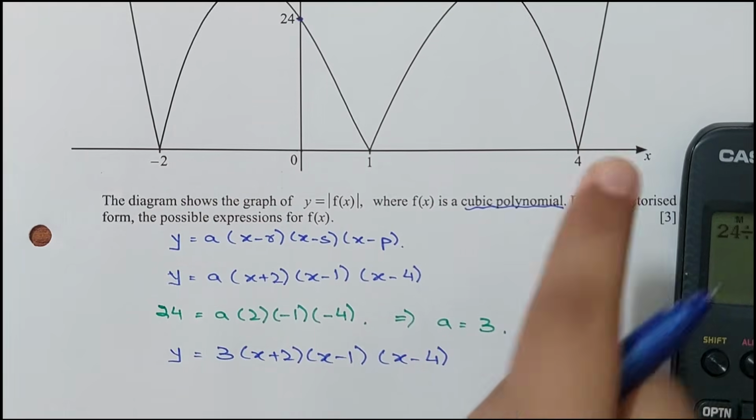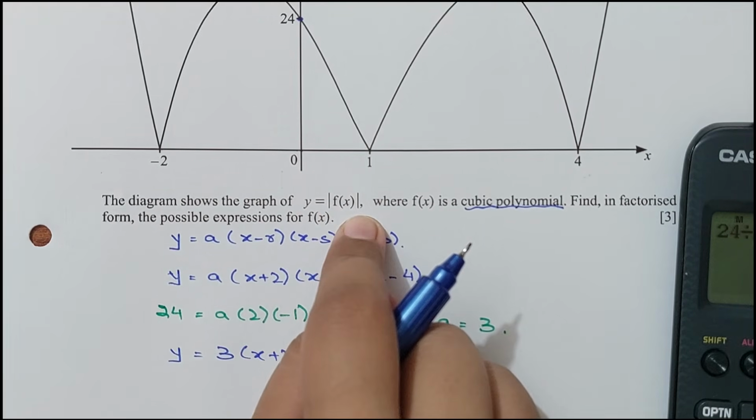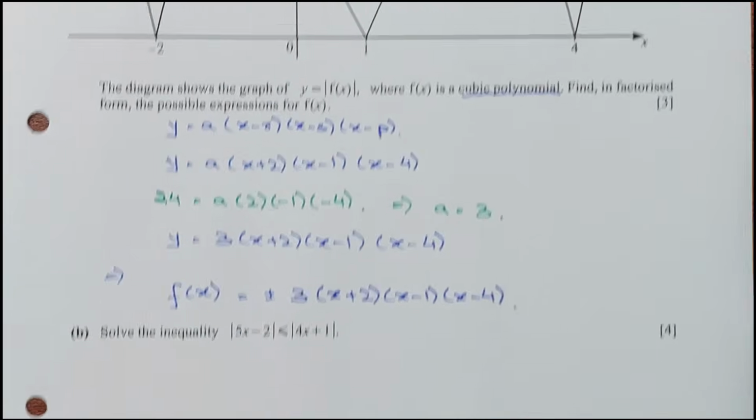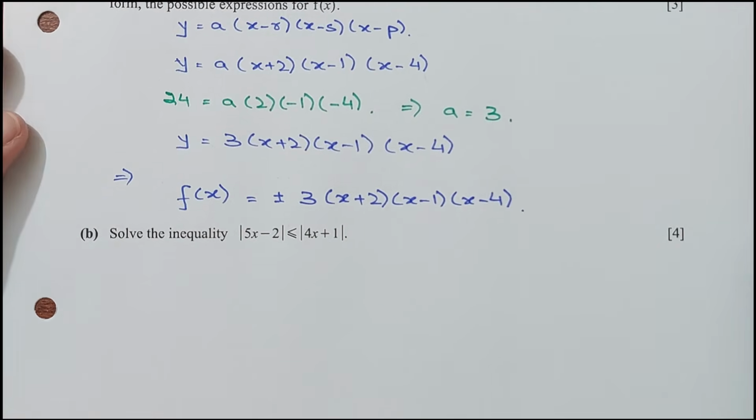This is the cubic polynomial, but this is in the form of absolute value. When you remove the absolute value, you have a plus minus sign. So we can say f of x equals plus minus 3 times x plus 2 into x minus 1 into x minus 4. Right. Now for part B, solve the inequality.